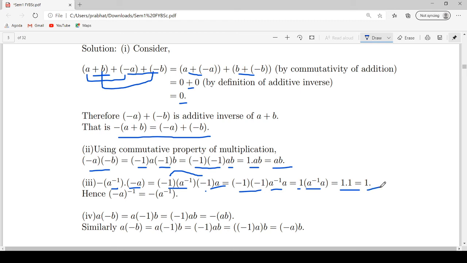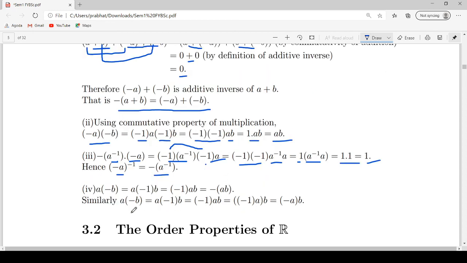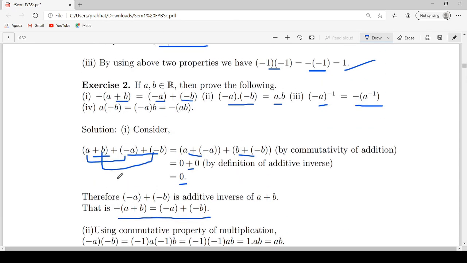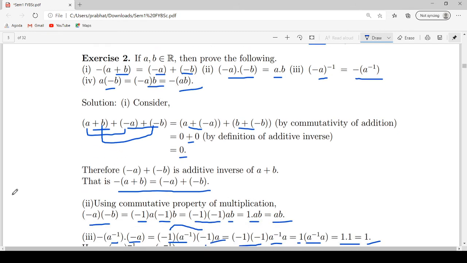So it is 1 into 1, which is equal to 1. And hence what you have, minus of A inverse is multiplicative inverse of minus A. But multiplicative inverse is unique. Therefore you can say that inverse of minus A is same as minus of A inverse. The next property is, we are asked to prove A into minus B is same as minus A into B is same as minus of AB.